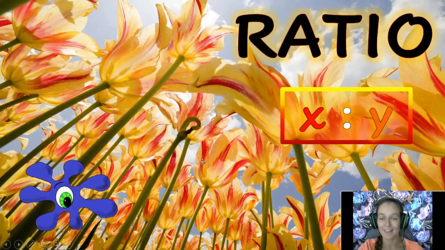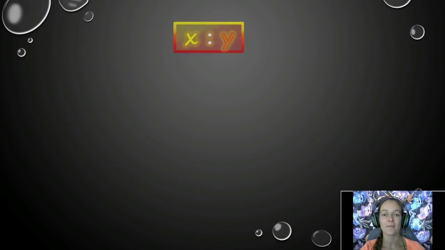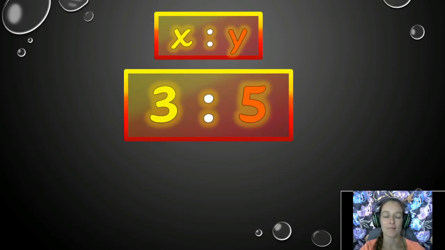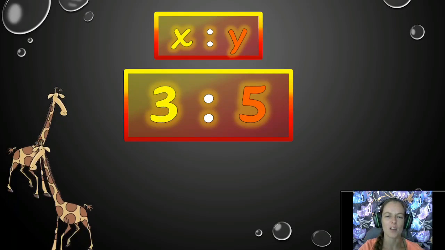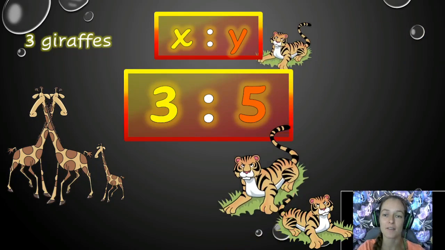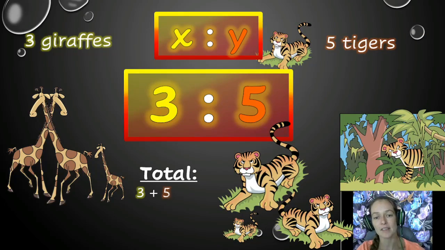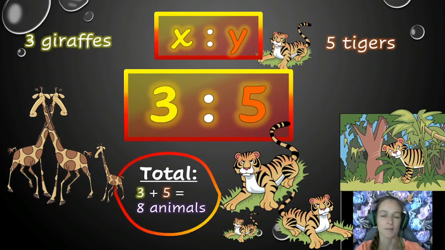It's something that I think lots of schools are doing at the moment, and it's really useful in your real life. A ratio is a proportion or comparison between things. So if you have 3 to 5, it could be something like 3 giraffes to 5 tigers in a particular forest or area, giving us a total of 8 animals.